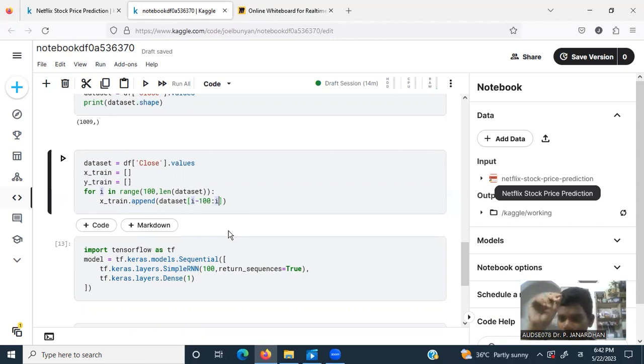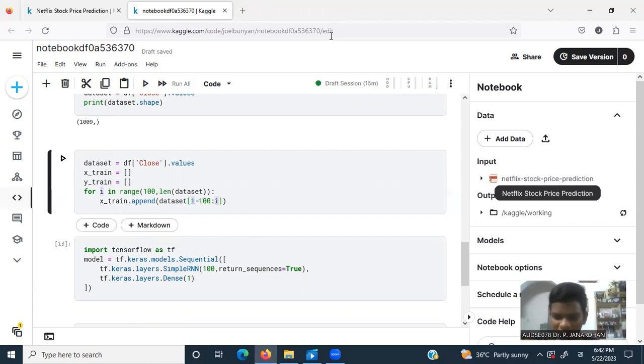From I, let's say from 0 to the ith value. So I is going from 100. So therefore we are going to get I minus 100 to the ith value, right? You understand the thing, right? There is no need of this. So you understand this, right?